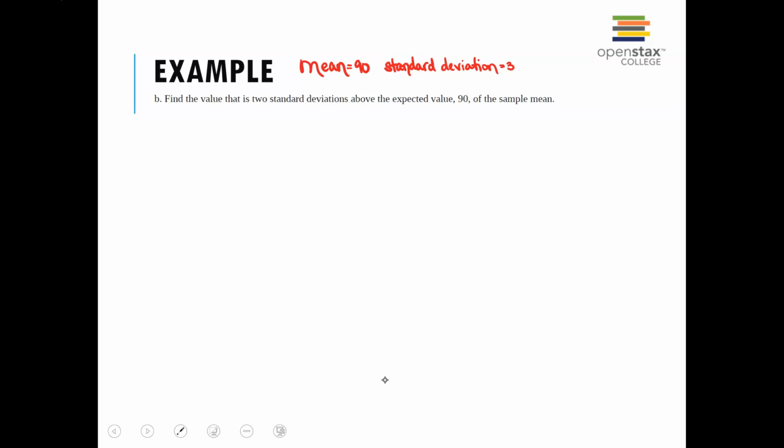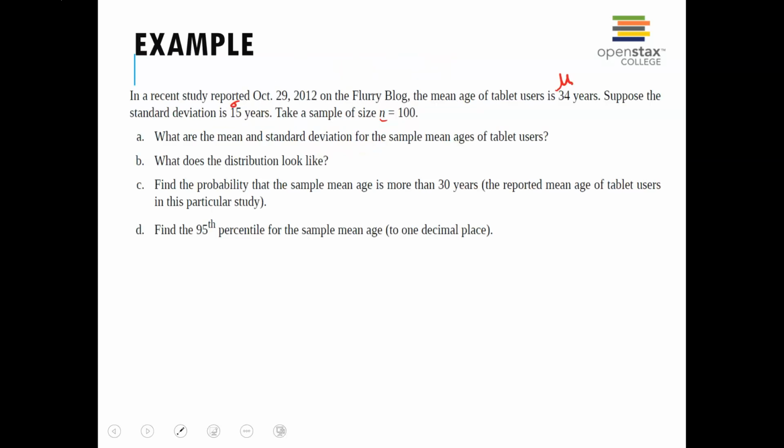All right, then it says find the value that is 2 standard deviations above the expected value 90 of the sample mean. Okay, well, if the mean is 90 and the standard deviation is 3 and we want to be 2 standard deviations above that, you could use common sense and say 90 plus 3 plus 3. Or if you're more of a formula person, you could say take the mean and add the standard deviation 2 times. So again, 90 plus 2 times 3. Either way, that's going to give us 96.